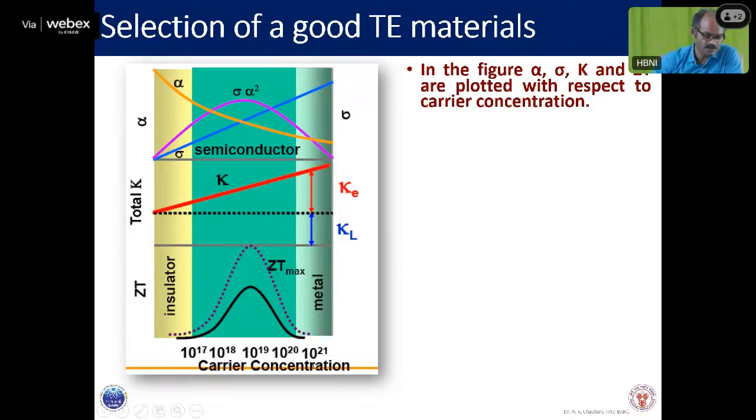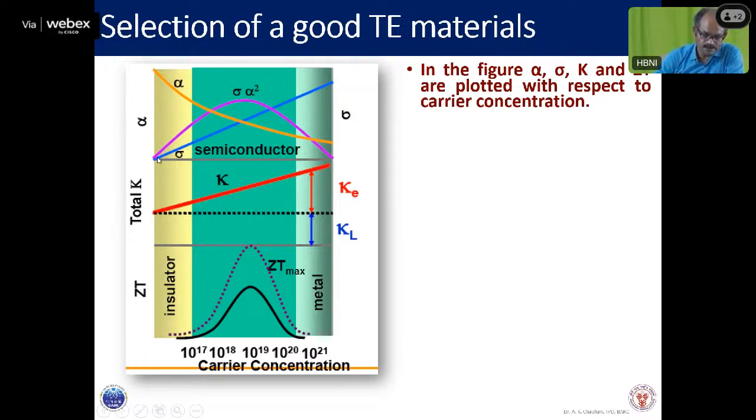So if we try to see here, on the x-axis we have carrier concentration. This side it is low, this side it is high, 10^21. The typical concentration is this, which is used. As we try to increase the concentration, what will happen? The more carriers there are, the conductivity will increase. So conductivity is directly proportional to the number of carriers.